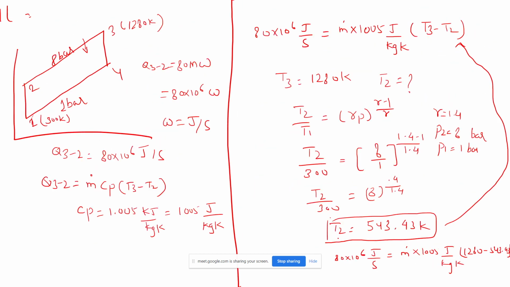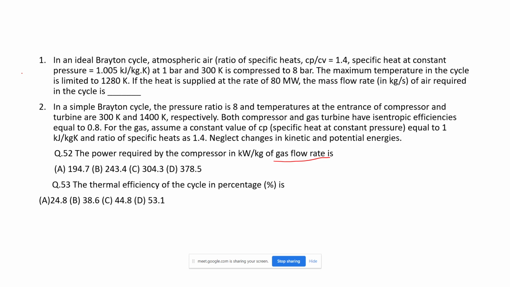So have you got that? 304.3 kW is the answer, because they have asked per kg. So that is 1 kg per second, so that won't change the problem, because they have only asked per kg. So the answer would remain the same as we have calculated in kilowatt. Okay.